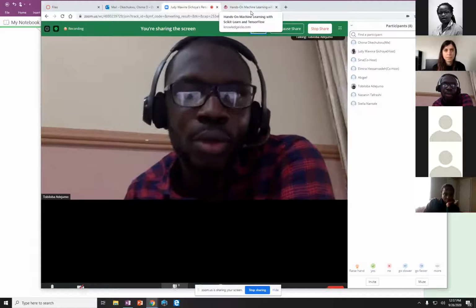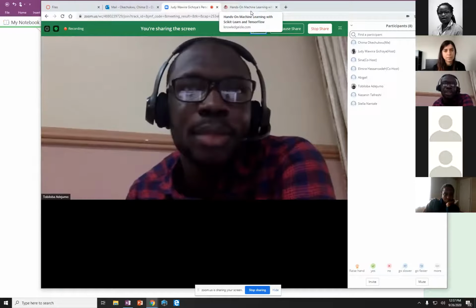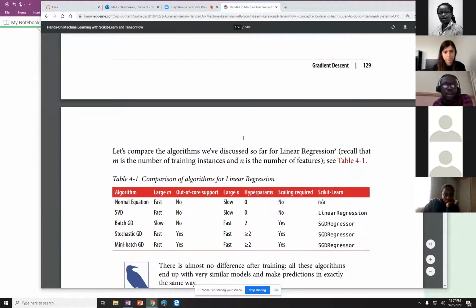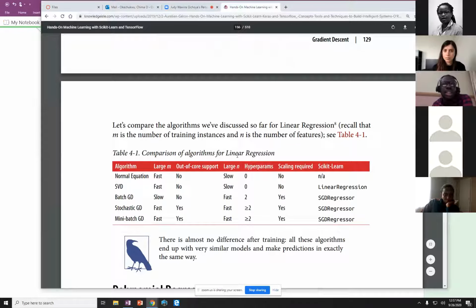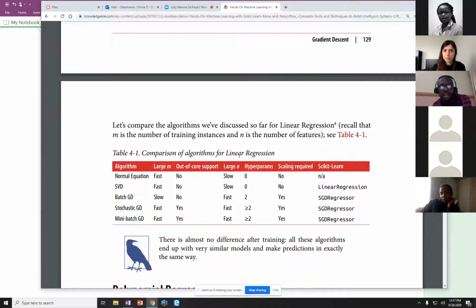From the last page you displayed, there is a tab called out of core support. I think we treated them out of core in chapter 1, where we said that online learning happens online, and for out of core learning, it happens offline, but it's very similar to online learning. So now they put that for the normal equation, it doesn't support out of core. Can you explain all this?